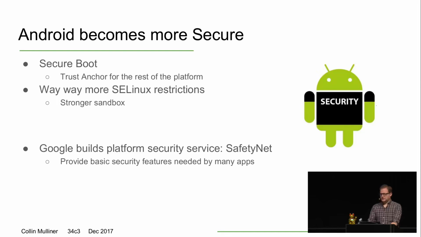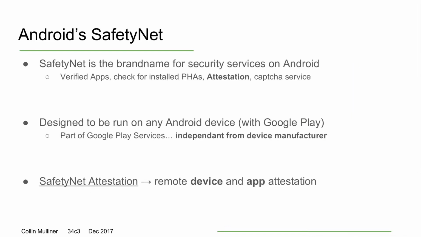So just to go a little bit back to Android. In the early days, Android was, I would say, very open. But these days, a lot of the openness went away. They have secure boot now, which is basically a trust anchor, and they are able to tell if you unlocked your bootloader and things like that. And of course, there are way more SELinux restrictions, so they have much stricter sandboxes. And then Google added this platform security service called SafetyNet. SafetyNet is really just a brand name for security services on Android.